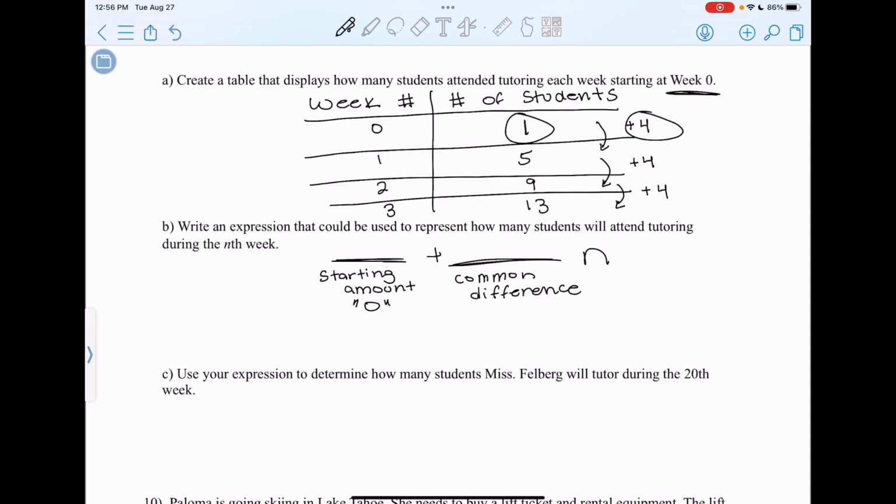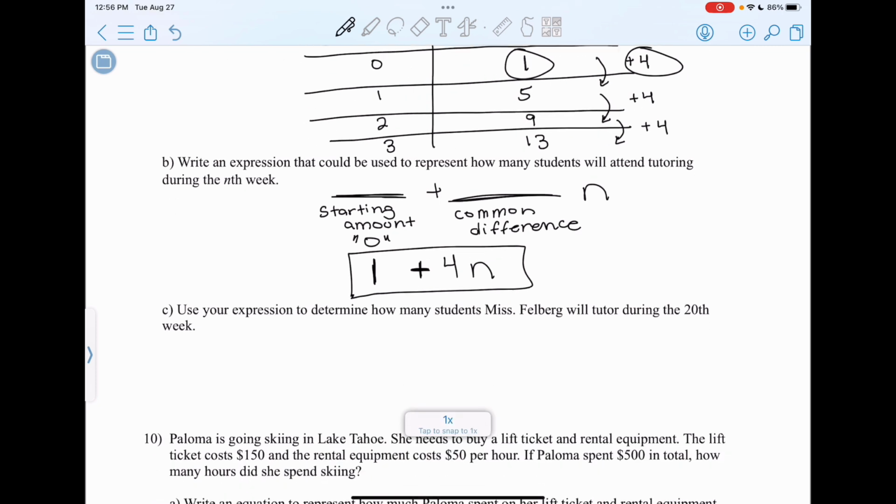So at week 0, we had 1 student. So 1 is my starting amount, and our common difference is 4. Every week, 4 more students come, and 4 goes next to my variable. This is my expression. N represents the number of weeks.